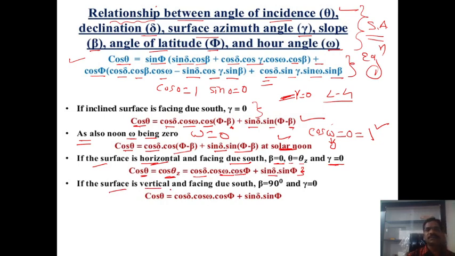If the surface is vertical and facing due to the south, तब बीटा हमारे पास में कितना आ गया, 90 डिग्री, और गामा 0 है. तो फिर हमको क्या इक्वेशन मिलेगा, cos थीटा, cos डेल्टा, cos ओमेगा, cos phi plus sin delta, sin phi.